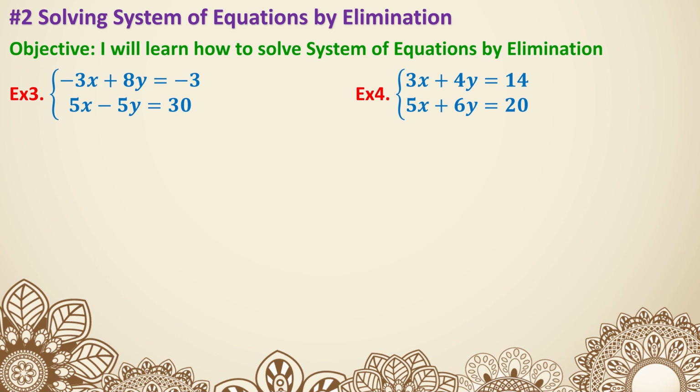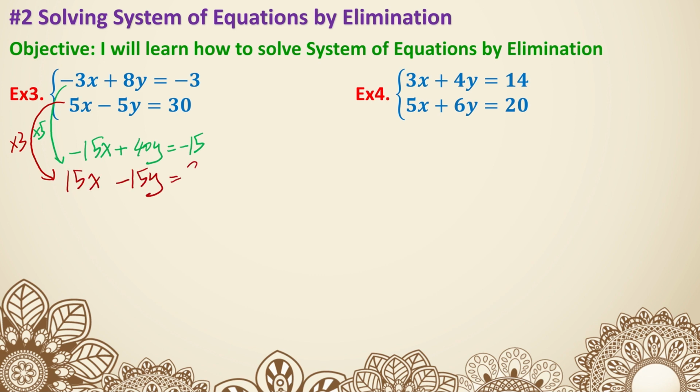Since 3 and 5 can both go into 15, I need to multiply the first equation by a 5 to get to a negative 15. So it's negative 15x plus 40y equals negative 15. And I'm going to multiply the second equation by a 3. So I'm going to get 15x minus 15y equals 90. Now I can add both equations together.